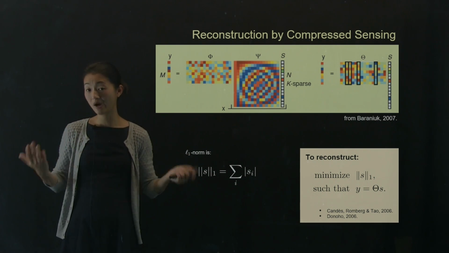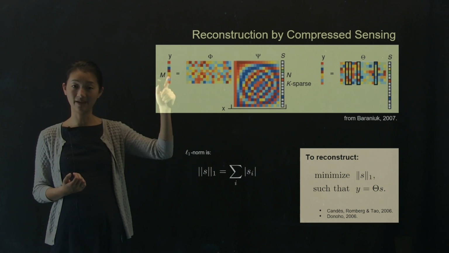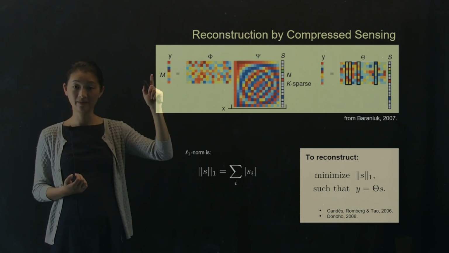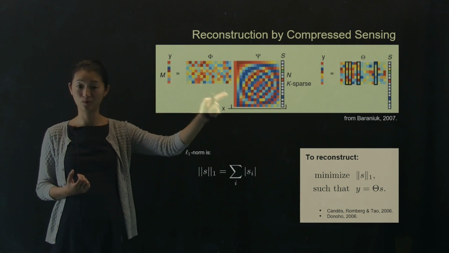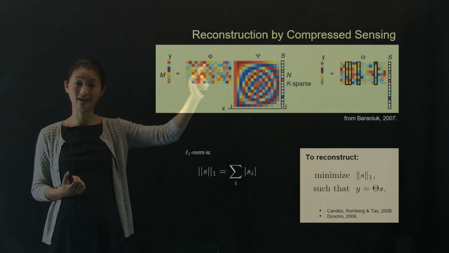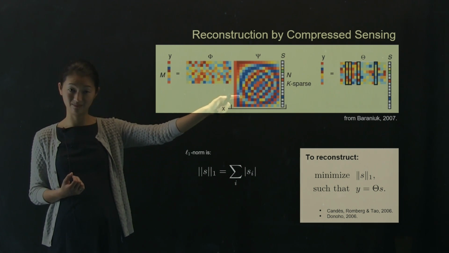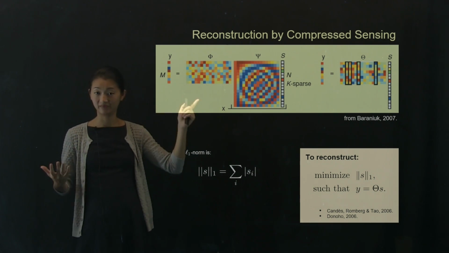And after I acquire these images by phi, I end up with a handful of measurements called y, and these are my measurements. Now, there's only m of these measurements, where m is smaller than n. This is important, right? So I've gotten away with taking fewer measurements than there had been pixels in the image to begin with.